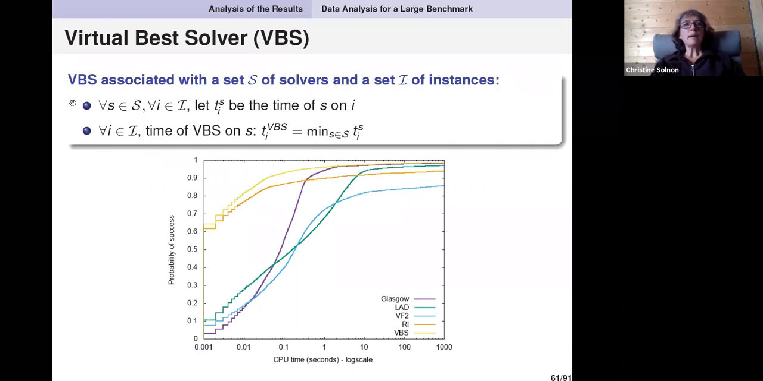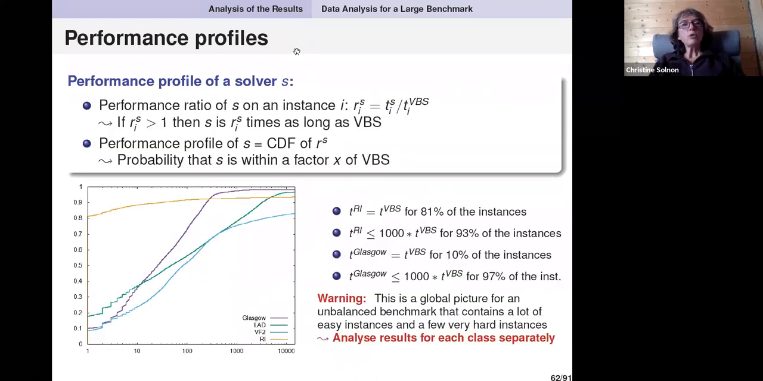Okay. Now, in some cases, we can also plot performance profiles, and performance profiles are quite easily obtained from the CDF of the VBS. Actually, the performance ratio of a solver S on an instance I, which is denoted R(S,I), is equal to the solving time of S on instance I divided by the solving time of the VBS, so the virtual best solver.